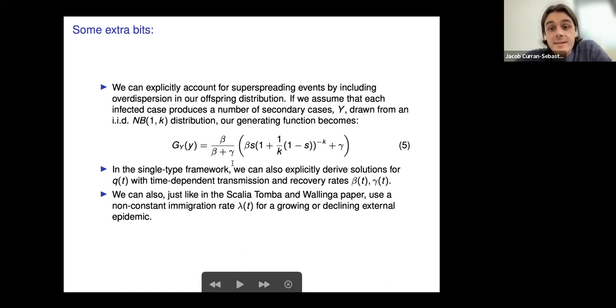Also, in the single type framework, we can derive solutions with time-dependent transmission and recovery rates. That's really useful because if transmission depends on time, then we can model things like a lockdown, where transmission slows down quite a lot. And then, just like the Scalia-Tomba and Wallinger paper, we can also have a non-constant immigration rate. So maybe there's a border control where they say, okay, we're going to close the borders, no more flights. We can model that using this model. That's another useful thing to be able to do. All of this adds a bit more realism, which improves on the simple but intuitive results from the Scalia-Tomba paper. So that's a useful thing to do.